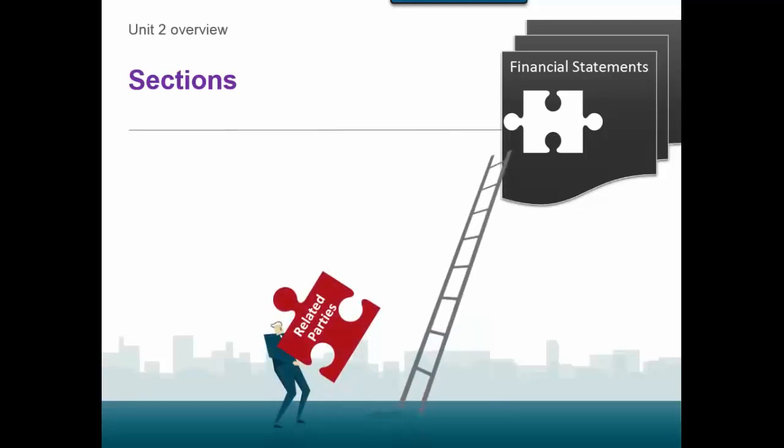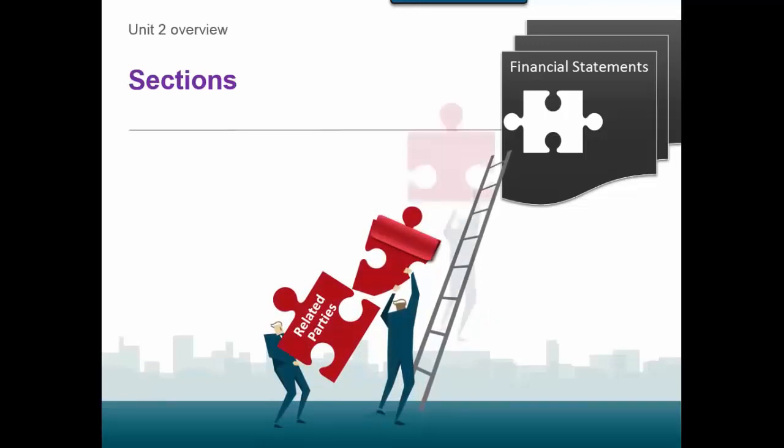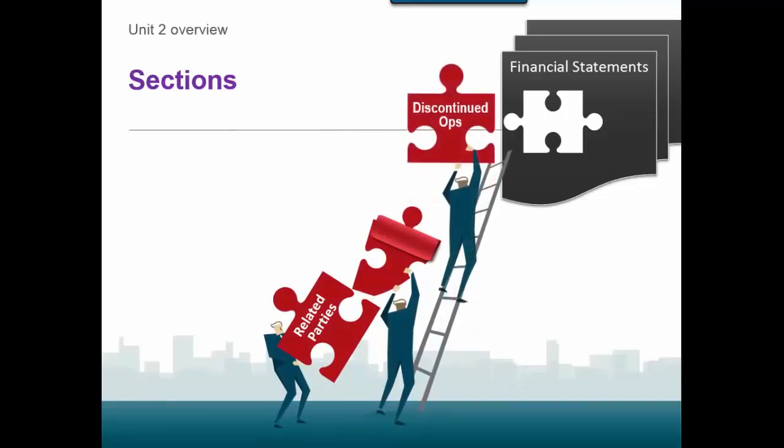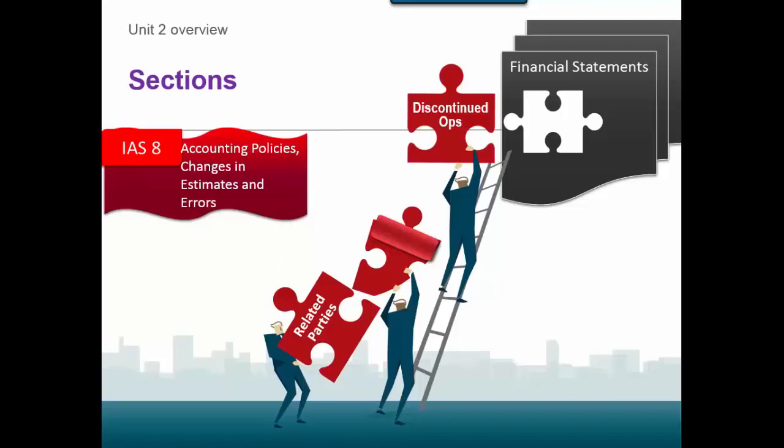Some of the smaller, more general topics are grouped together in Unit 2. These include the requirements of related parties and discontinued operations, and the whole of the financial statements is affected by the requirements of IAS 8, which covers selecting and changing accounting policies, changes in accounting estimates, and accounting for errors.